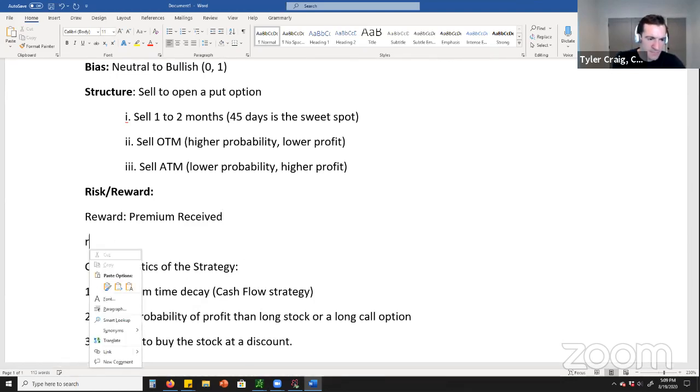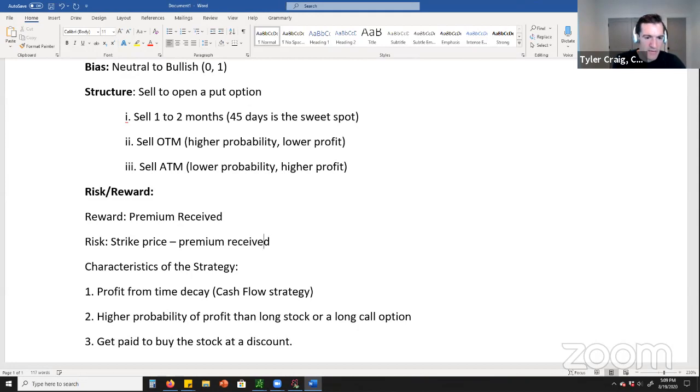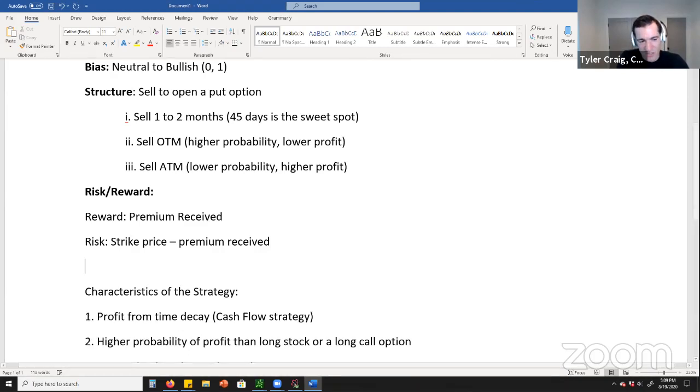The risk is the strike price minus the premium received. So if I sell a 50 strike put and I get $1, my risk would be 49. If I sell a 50 strike put and I get $2, my risk would be 48. If I sell a $50 put and I get $4 of premium, my risk is 46. You just take the strike and subtract the premium received to get your risk. That would be if the stock went to 0, which is unlikely in a month.